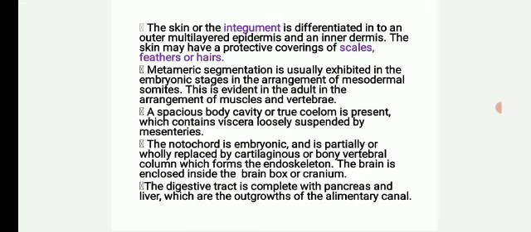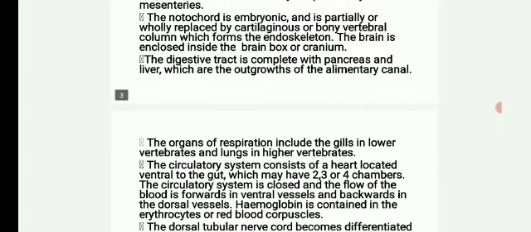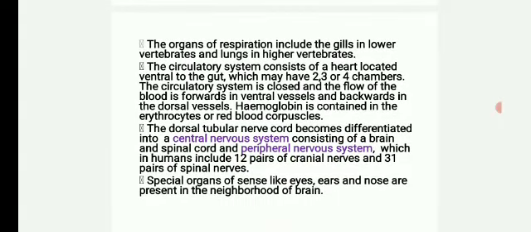The brain is enclosed inside the brain box or cranium. A part of the skull enclosing the brain is called brain box or cranium. The digestive tract is complete with pancreas and liver. Pancreas and liver are the outgrowths of the alimentary canal. Next point. The organs of respiration include the gills in lower vertebrates and lungs in higher vertebrates.